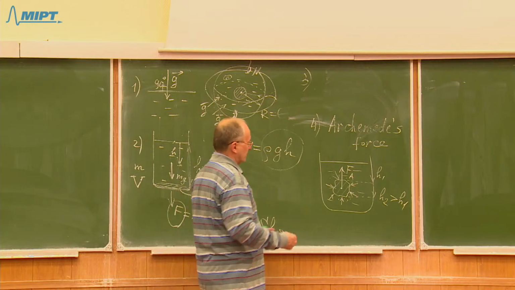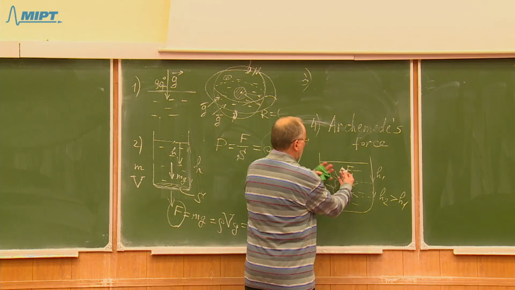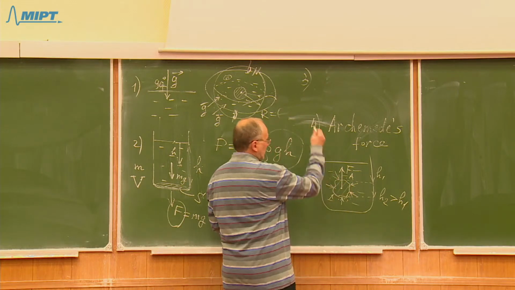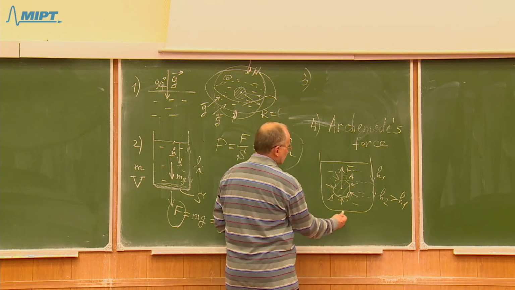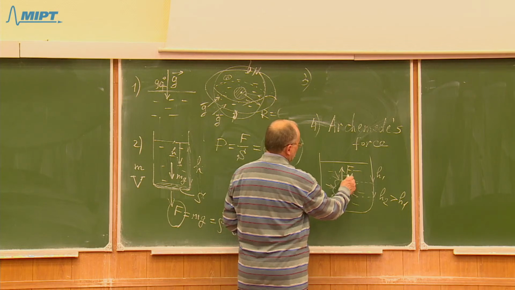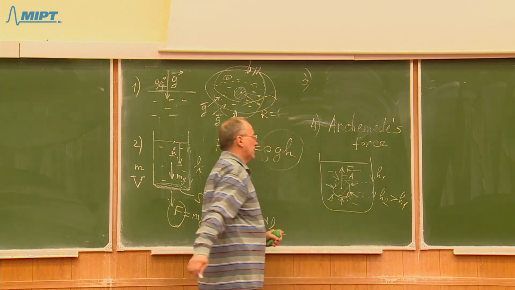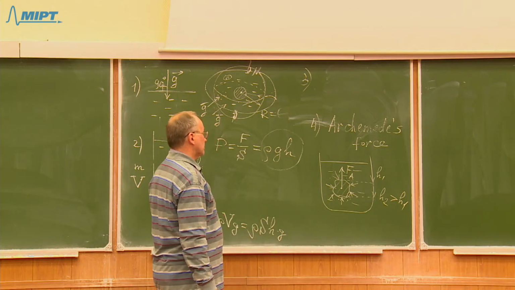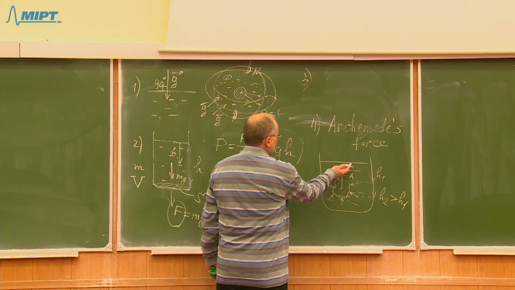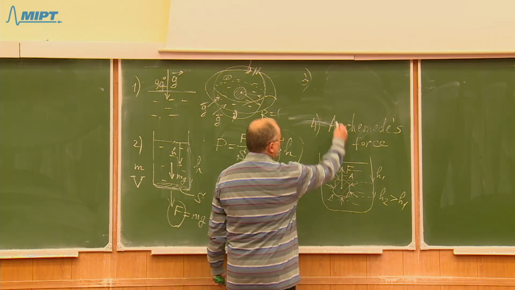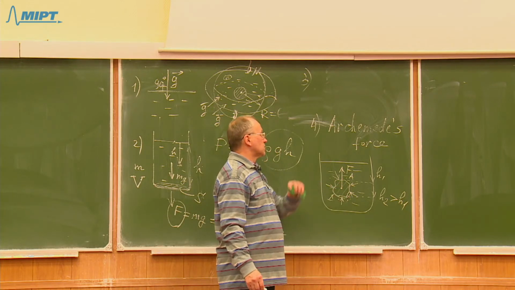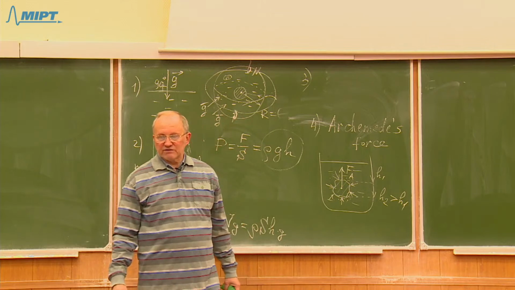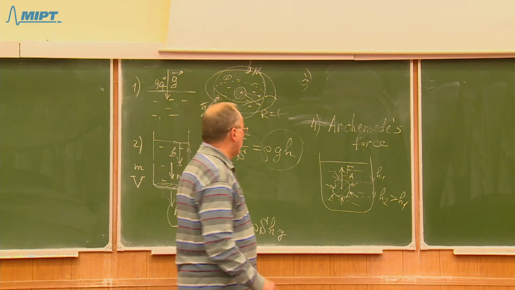It's obvious that there must be some force acting on an object, because the pressure of the liquid at the lower part of the object is larger than the pressure from the liquid acting on the upper side of this object. Therefore, if the pressure from below is larger, there must be a net force acting on the object, which is called the Archimedes force. How can we calculate the Archimedes force?